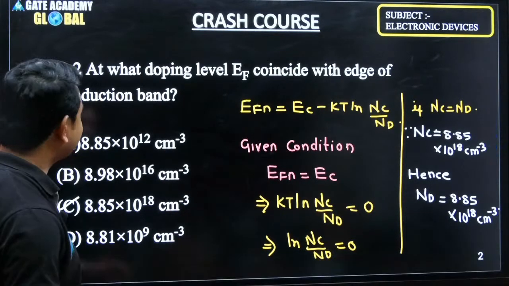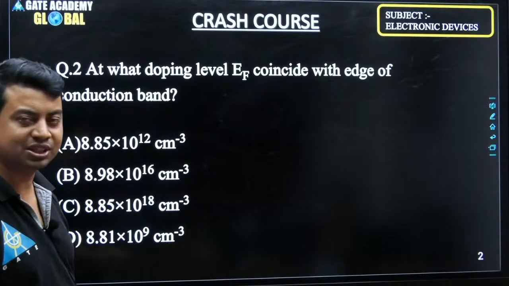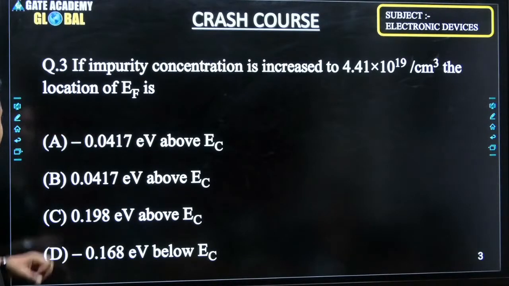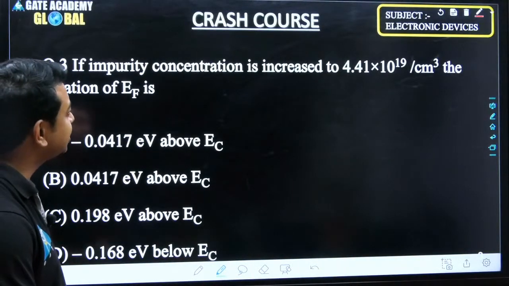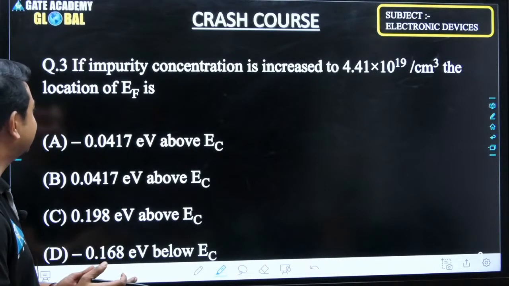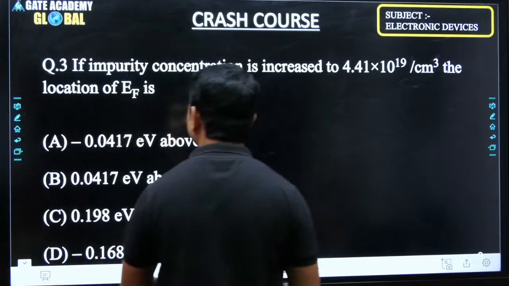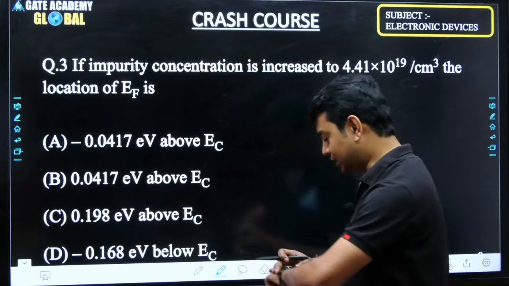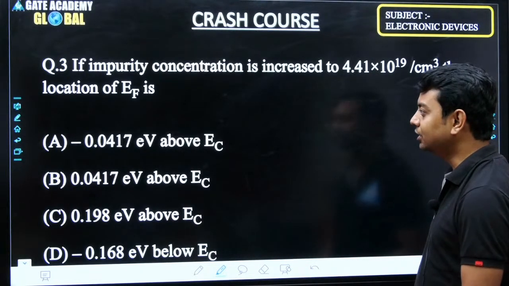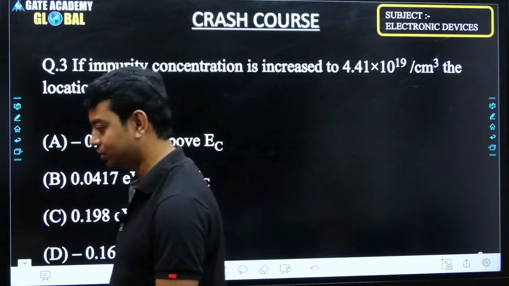And next we are having another question. Because this is a linked question, we can answer 3 questions based on similar data. The question is: if the impurity concentration is increased to 4.41 into 10 to the power 19 per centimeter cube, then what will be the location of Fermi energy level? So now tell me the answer, what will be the location of Fermi energy level?